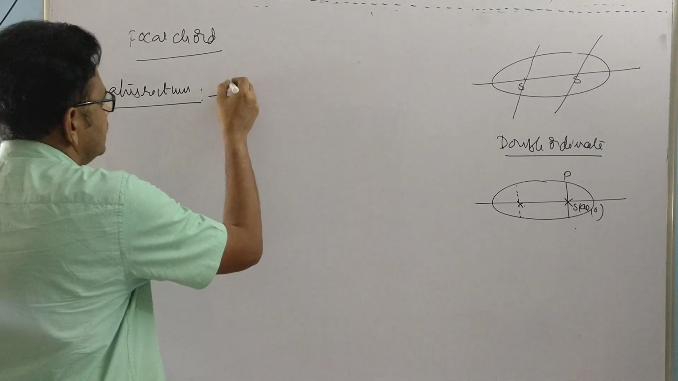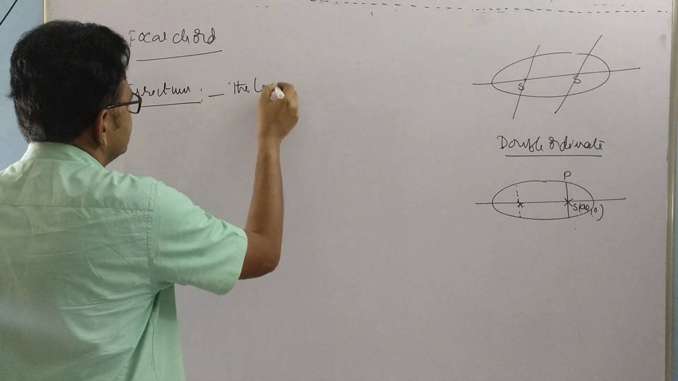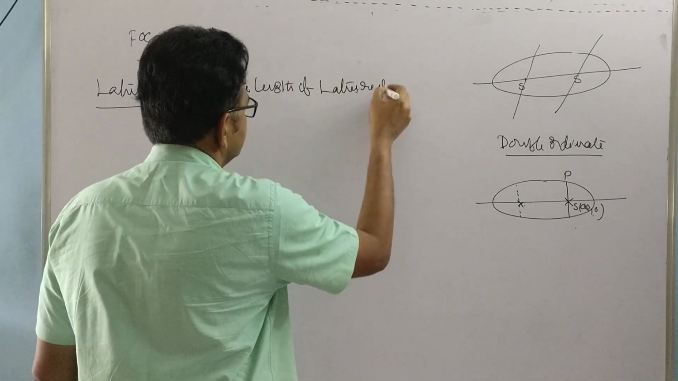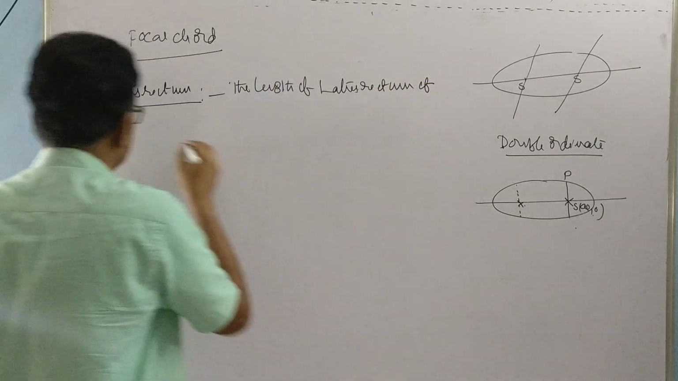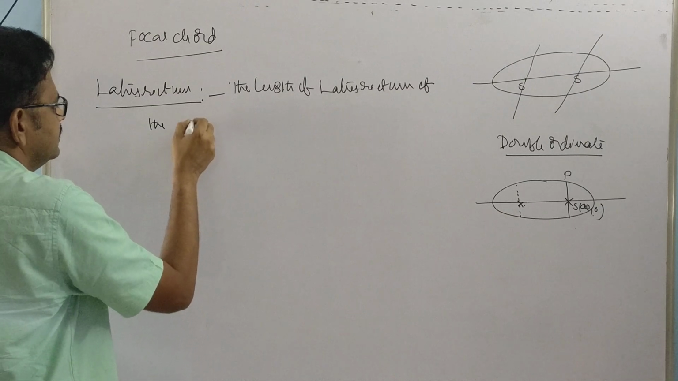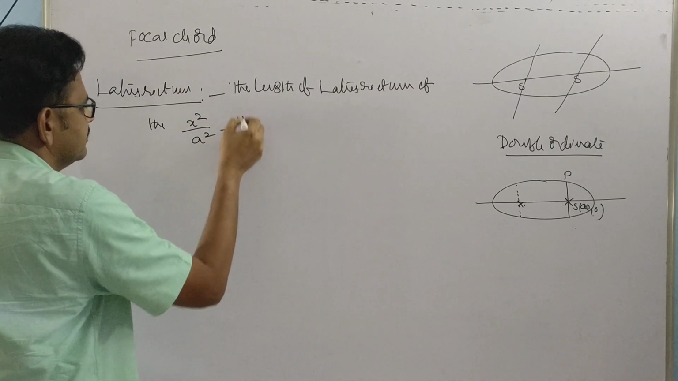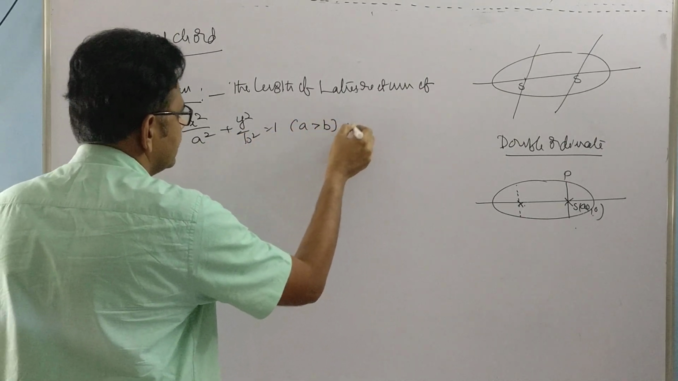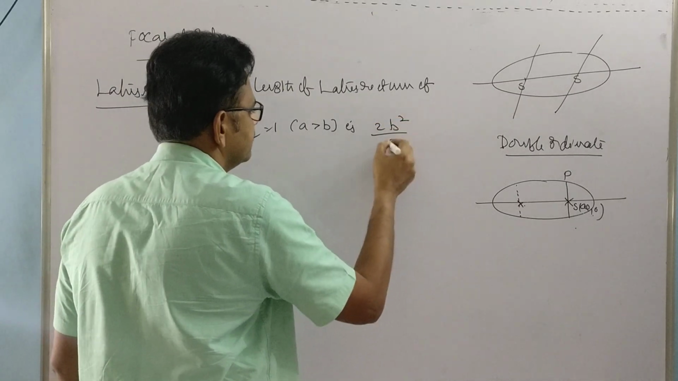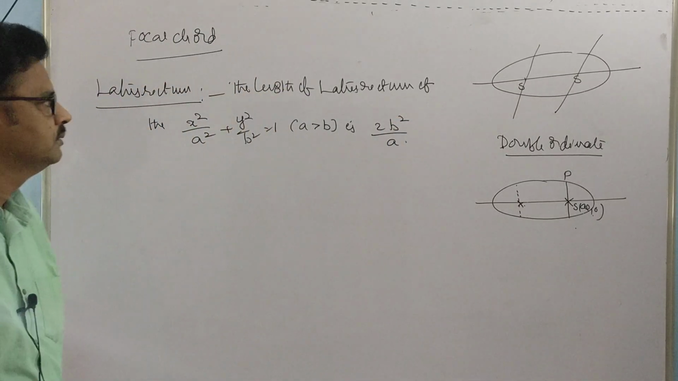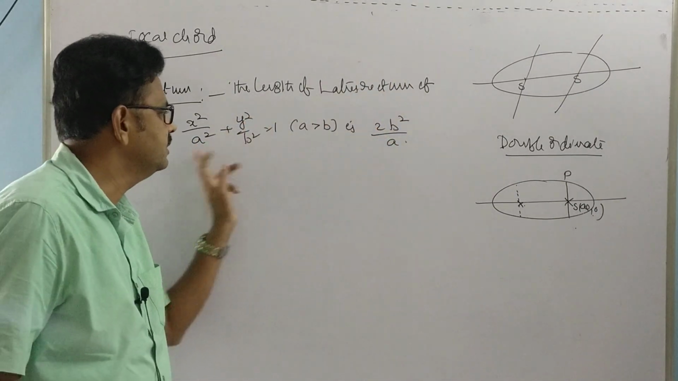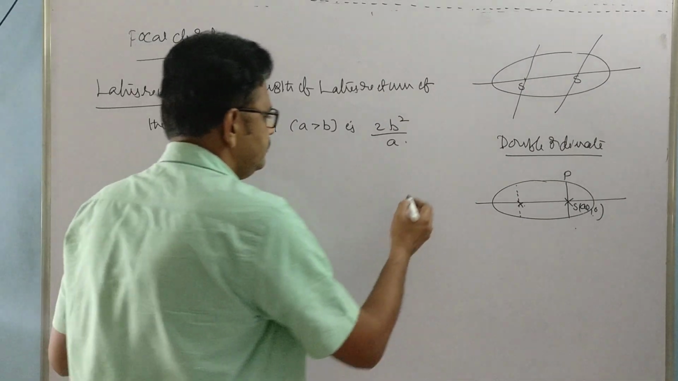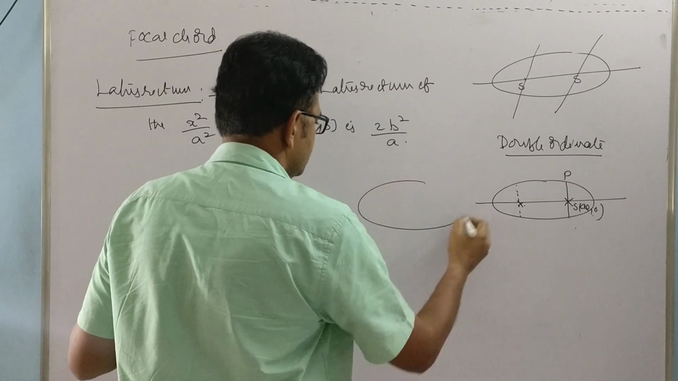Now, the length of the latus rectum of the ellipse x square by a square plus y square by b square equal to 1, where a is greater than b, is 2b square by a. See, this is the ellipse.